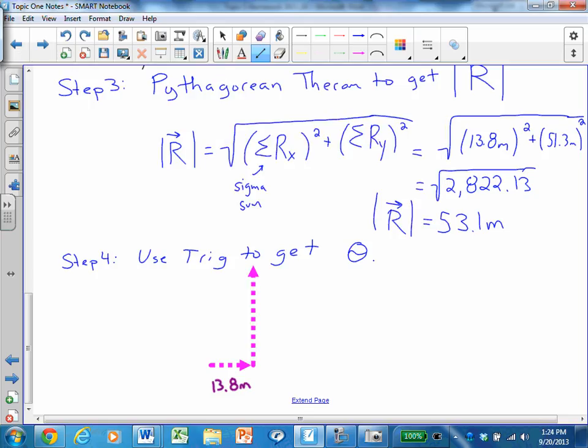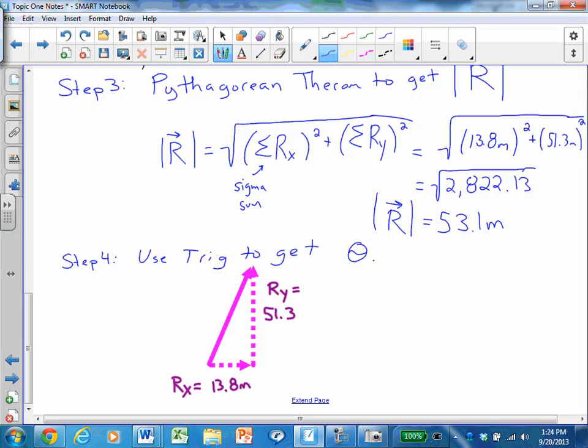I'm not drawing them to scale, but so our vector R, right? If we connect those from the tail of one to the head of the other, there's our vector R. We know its magnitude. It was equal to 53.1 meters. We found that by doing Pythagorean, right? Because these are at 90 degrees to each other. Right? We did that.